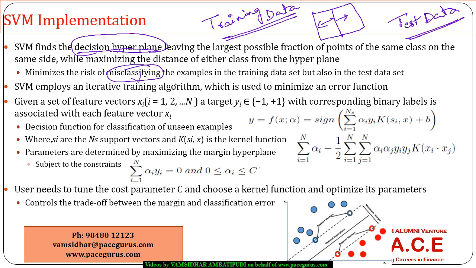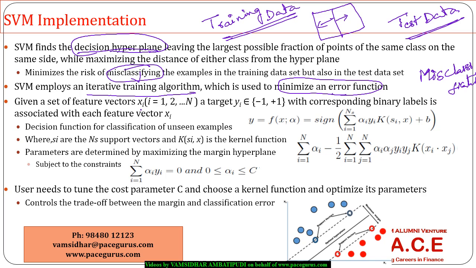I want the best possible separation distance between the two groups, so that even some kind of abnormalities can be handled comfortably. So mathematically, support vector machines use an iterative training algorithm, and they minimize an error function. The error function is the error with respect to the misclassification of the elements into the different groups. So that misclassification is what is being minimized.